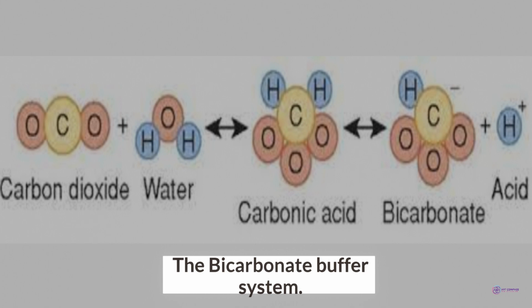Let's start with the carbonic acid bicarbonate buffer system. This buffering system helps maintain the pH of blood and other bodily fluids. Carbonic acid acts as an acid and bicarbonate acts as a base. When the pH drops, carbonic acid donates hydrogen ions to increase the pH, and when the pH rises, bicarbonate accepts hydrogen ions to decrease the pH.